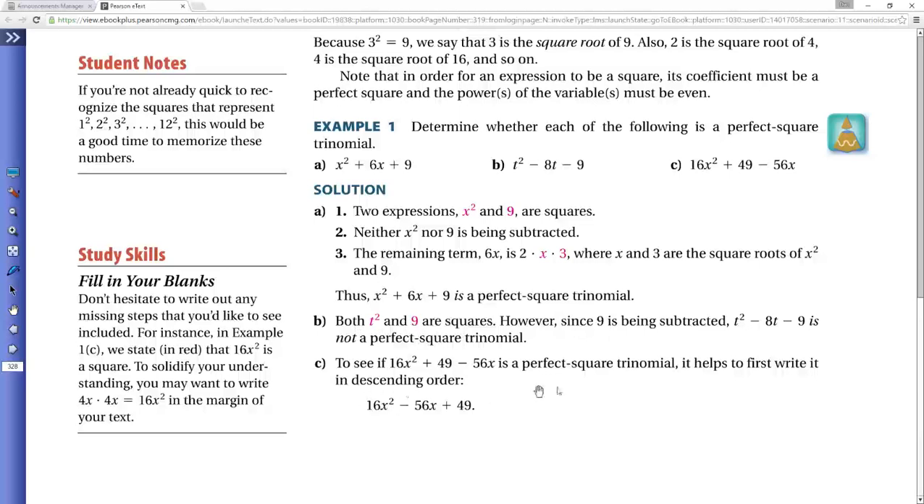Okay. Now the C, they catch this. If you get lazy, you can look at this and say, hey, the last term's negative, but this really isn't the last term if it's in descending order. So make sure you put it in descending order. This is something squared, which is 4x, and this is something squared, which would be 7, right? So the next part of that to check is to look at that middle term.